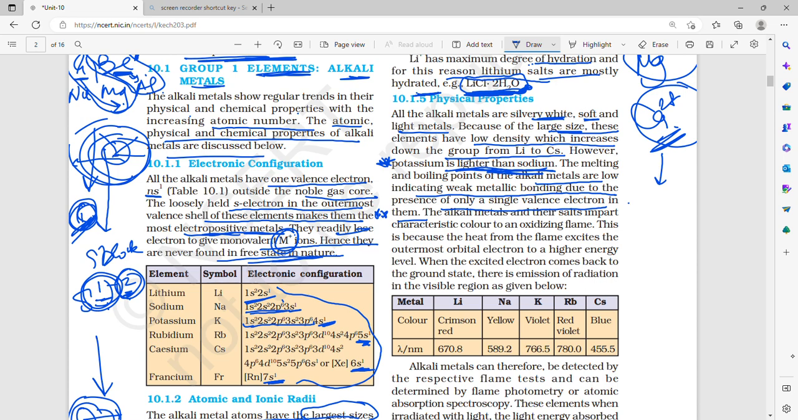The alkali metals and their salts impart characteristic color to an oxidizing flame. This is because the heat from the flame excites the outermost orbital electron to a higher energy level. When the excited electron comes back to the ground state, there is emission of radiation in the visible region.